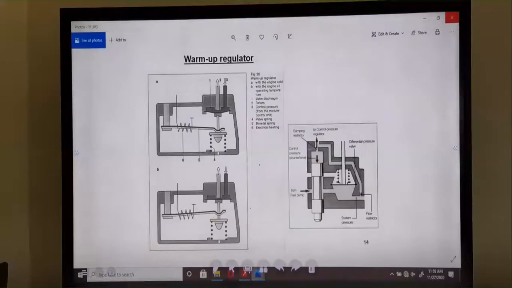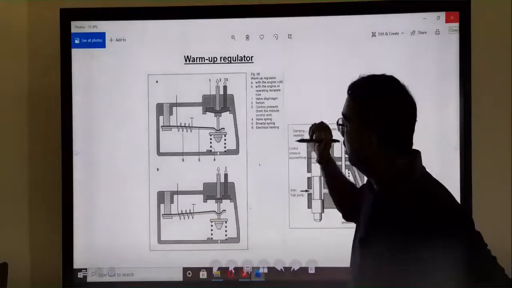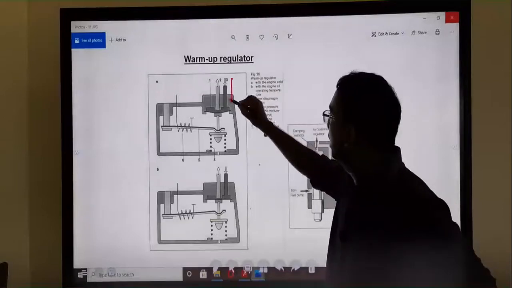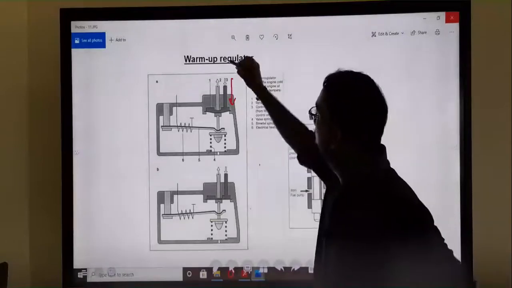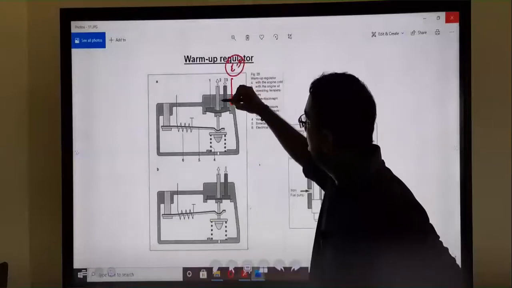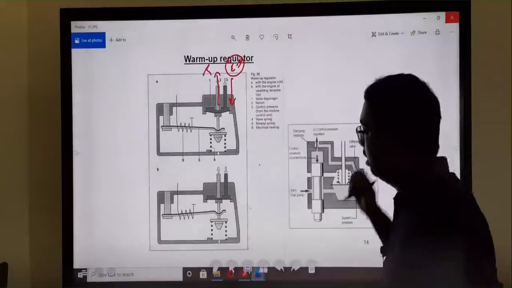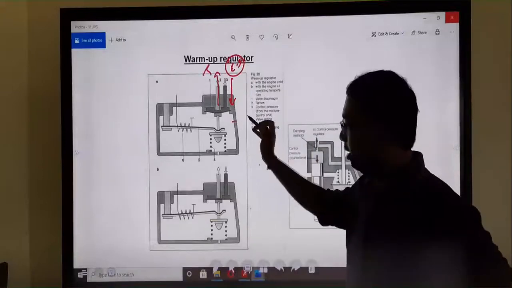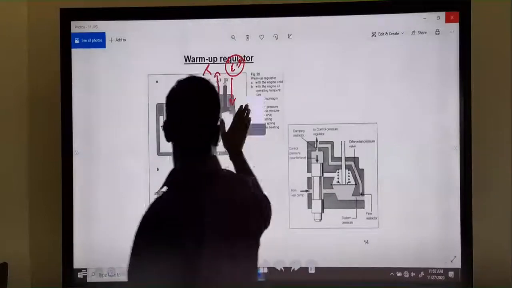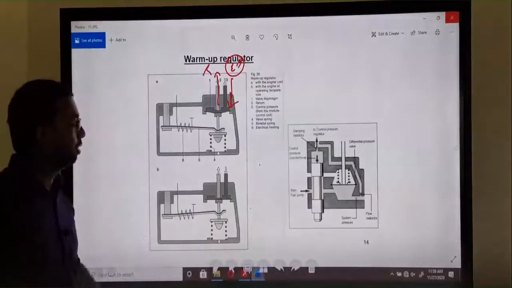Here you can see this is a warm up regulator. This is the line from the cold start distributor. This is the return line to the tank. There's a diaphragm used here.